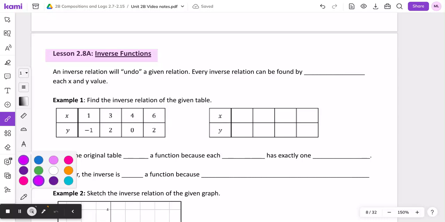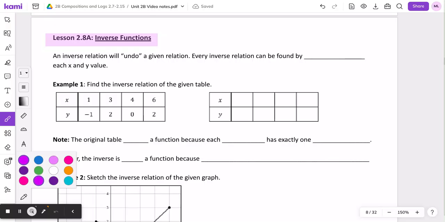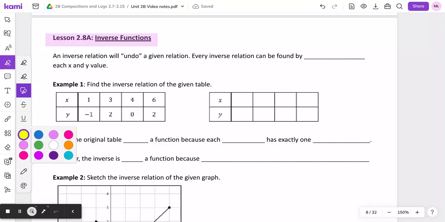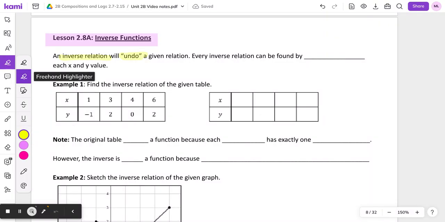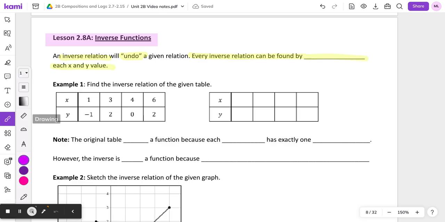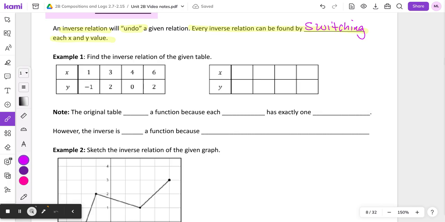All right, so today we're going to review inverse functions. If you remember anything about an inverse from previous years, an inverse will undo a given relation. This is the most important thing right here: every inverse relation can be found by switching each x and y value. So your domain becomes the range, and the range becomes the domain from a function to its inverse.